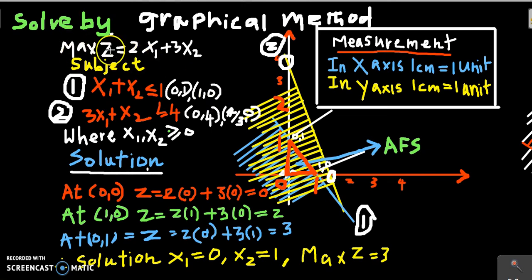Suppose they are asking for the minimum, then we have to find the points where we get the minimum. For this particular problem, the minimum solution is x1 equals 0, x2 equals 0, and therefore minimum z equals 0. But here it's a maximization problem. Therefore x1 equals 0, x2 equals 1, and maximum z equals 3.